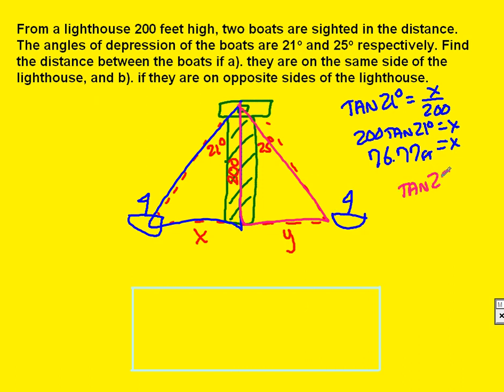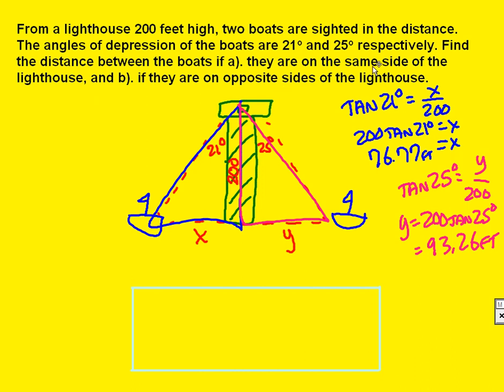I'll do the same thing for this other triangle, which I'll put here in reddish pink. This one's going to be tangent of 25 degrees, which will equal the opposite, which is y, over my adjacent, which is 200. It's up high again, where my variable is, so I'm going to multiply 200 times tangent of 25. When I type that into my calculator, I get an answer of 93.26 feet.